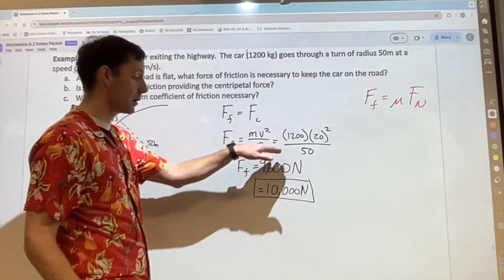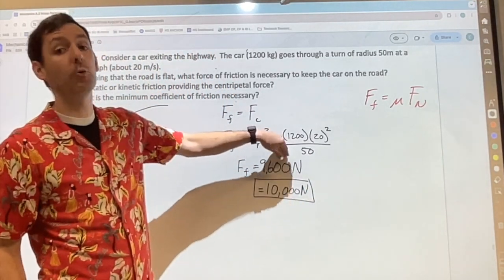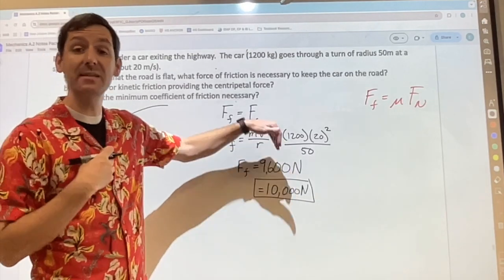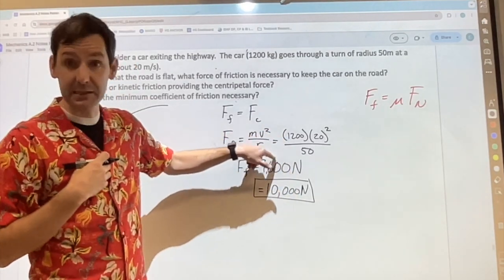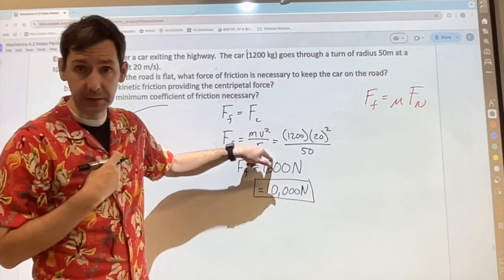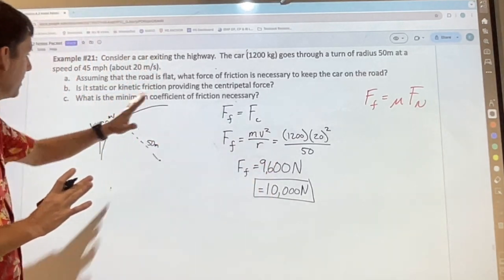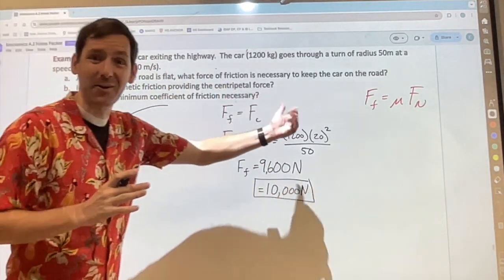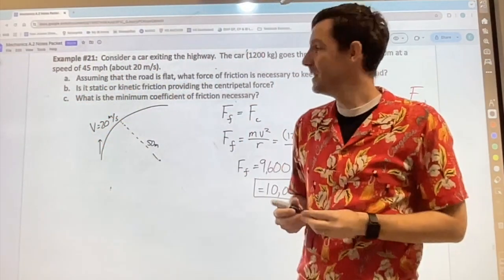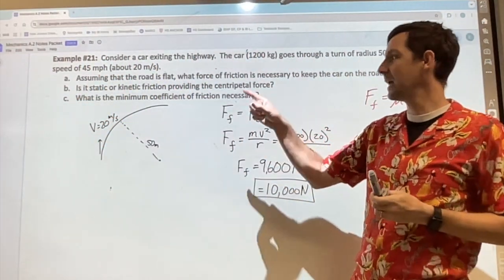Okay? Now I am going to write this down just because that will be easier for me later if I need that number. I can go back to this number and I can use that. Okay? Now, so that's it. That's part A. Piece of cake, right? Letter B then says, is it static or kinetic friction?